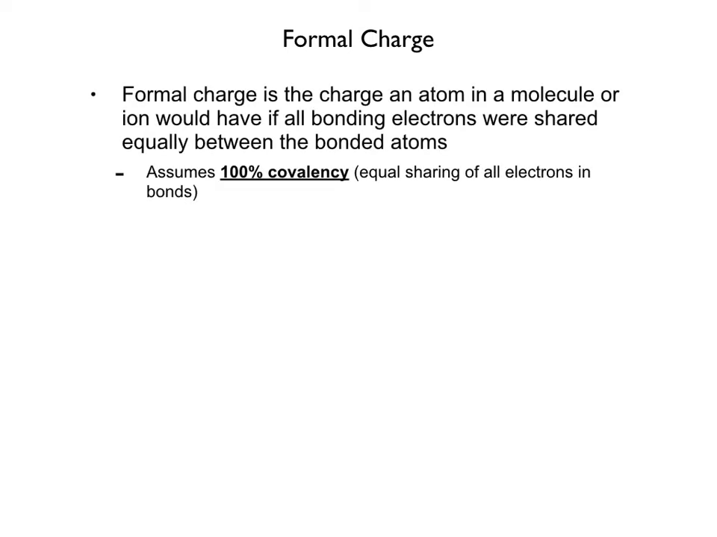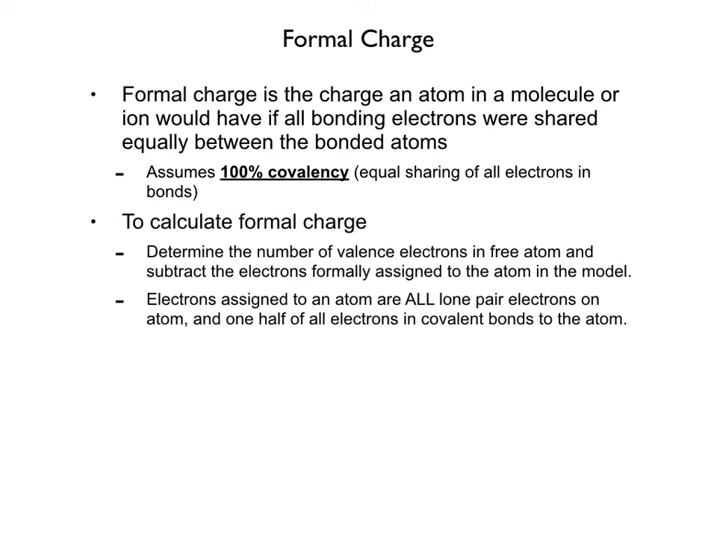So our definition of formal charge is the charge an atom in a molecule or ion would have if all bonding electrons were shared equally between the bonded atoms. One of the things about formal charge is it assumes 100% covalency. So what that means is it assumes all electrons in a bond are equally shared, which we know is not true, but that's one of the assumptions of our model.